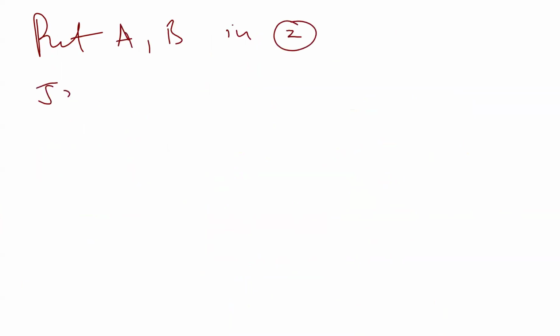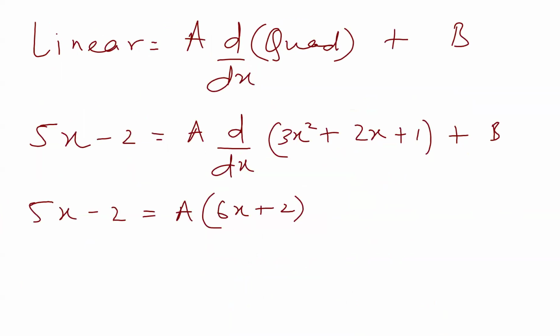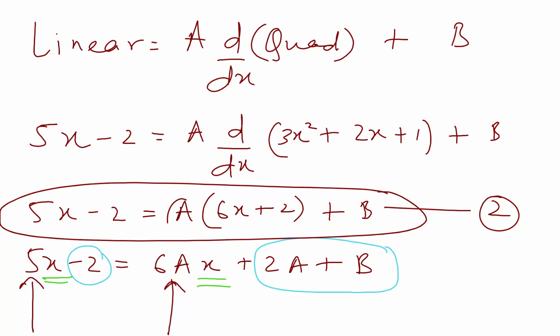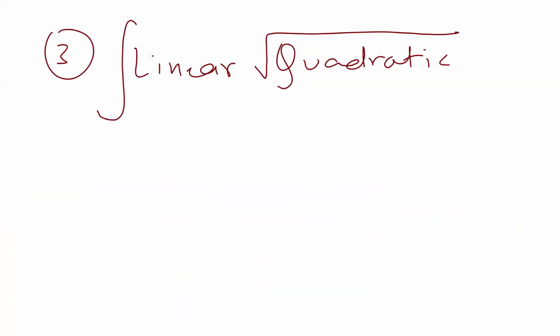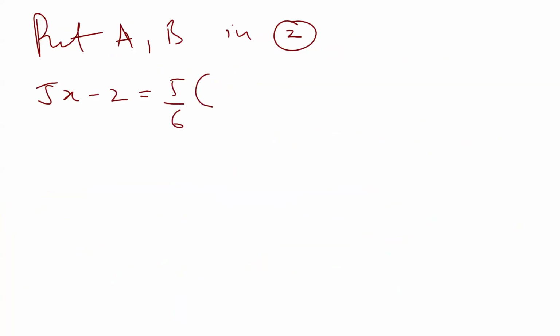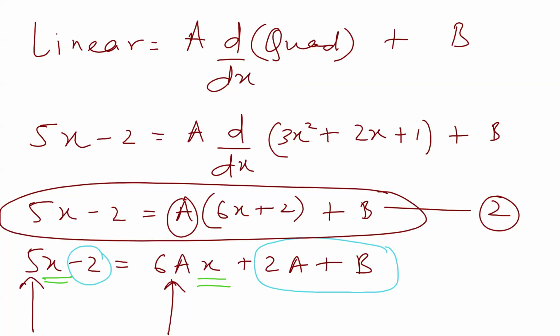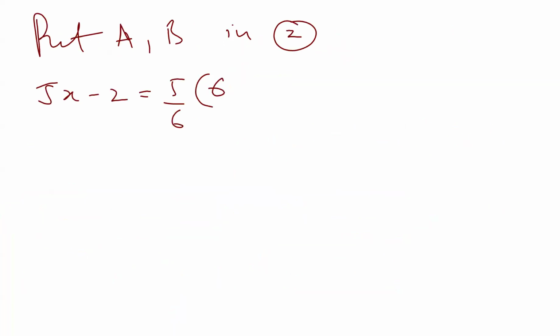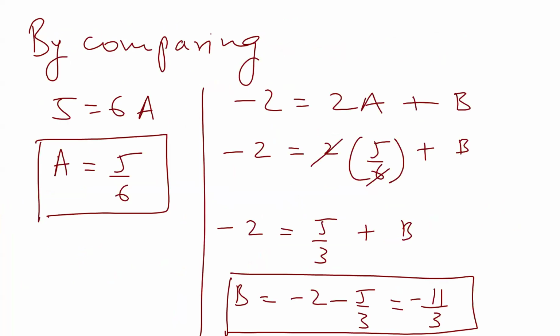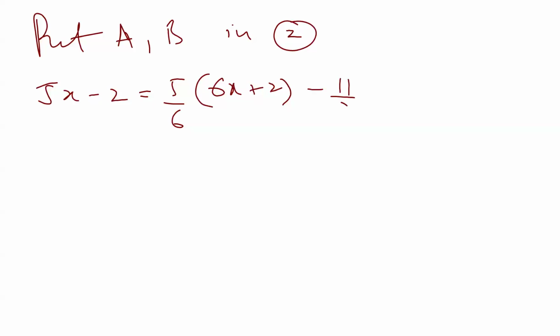So 5x minus 2 is equal to a, and a is 5 by 6, into 6x plus 2, plus b. b is minus 11 by 3. So I'm putting the values of a and b in equation number 2.